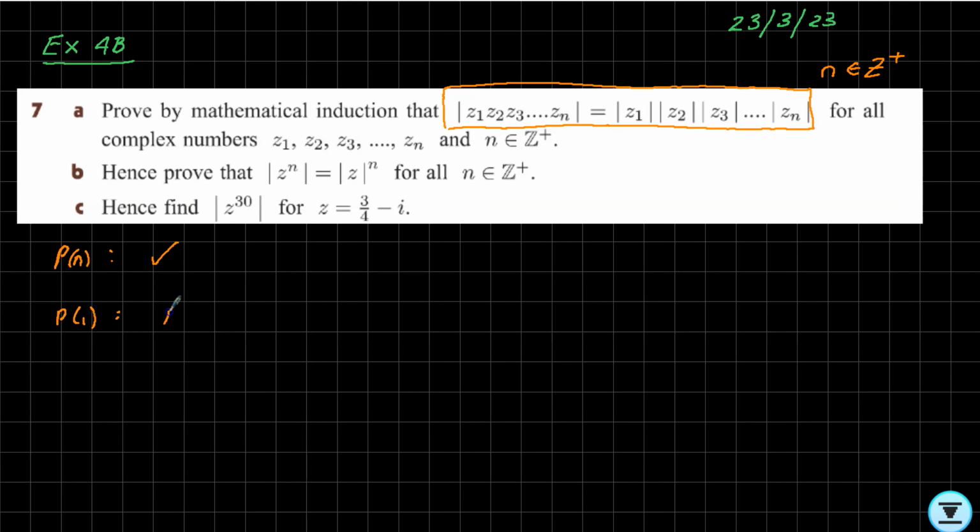P1. So left-hand side, what's your first term there? This is when you sort of go, it's too easy to be true. And your right-hand side is also z1. So that equals our left-hand side. Therefore, P1 is true.